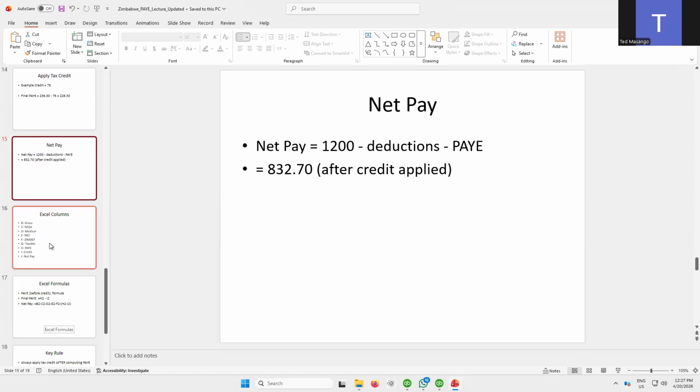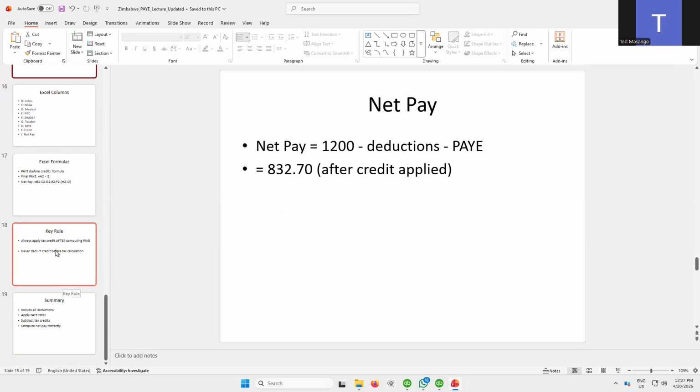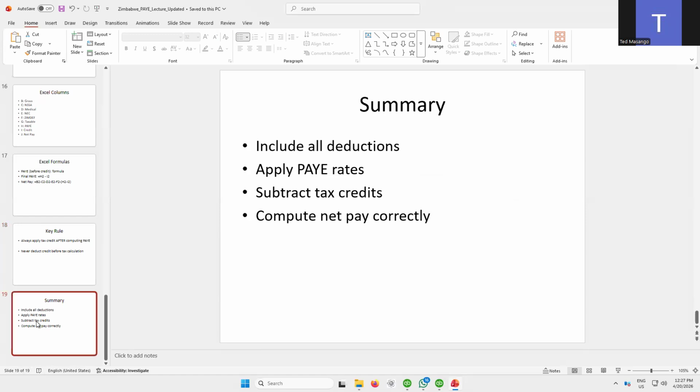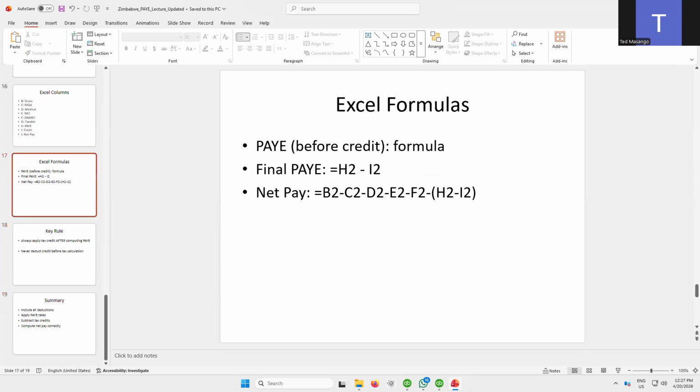Right, let me just keep this and go to Keynote. So the key things that you have to consider is, let me just apply this. You are always applying tax credits after computing PAYE, never deduct credit before tax calculations. Then let's just look at the summary. Include all deductions, apply tax rates, subtract tax credits, compute net pay correctly. So basically, this is how you do it.